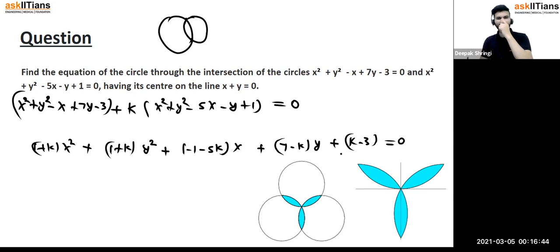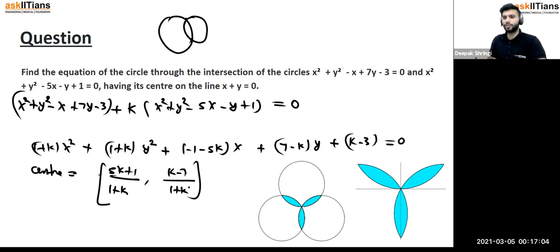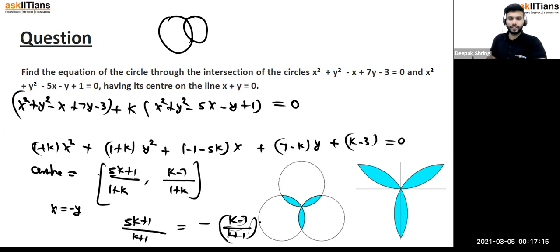Now, it says that the center lies on the line x plus y equal to 0, right? But what is the center over here? I'm telling you now, but I'll explain how it comes. Don't worry about that. The center is basically over here, which will become 5k plus 1 over 1 plus k, comma k minus 7 over 1 plus k. And it lies on the line x plus y equal to 0, so basically x equals minus y. If you solve this, you'll get that 5k plus 1 divided by k plus 1 would be negative of k minus 7 over k plus 1. From there, you will find the value of k.